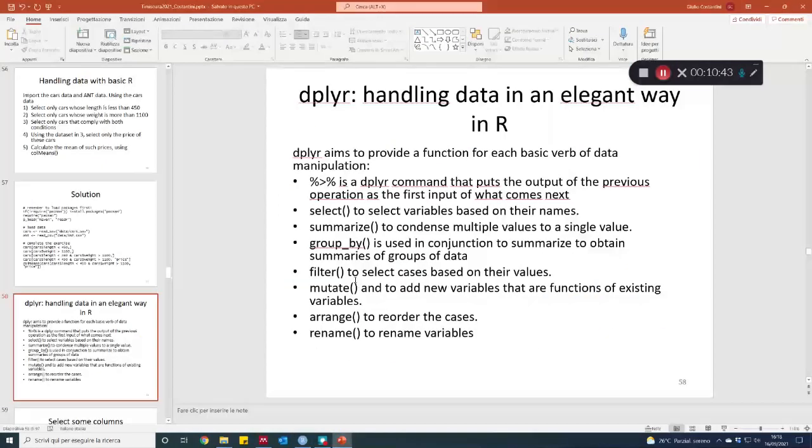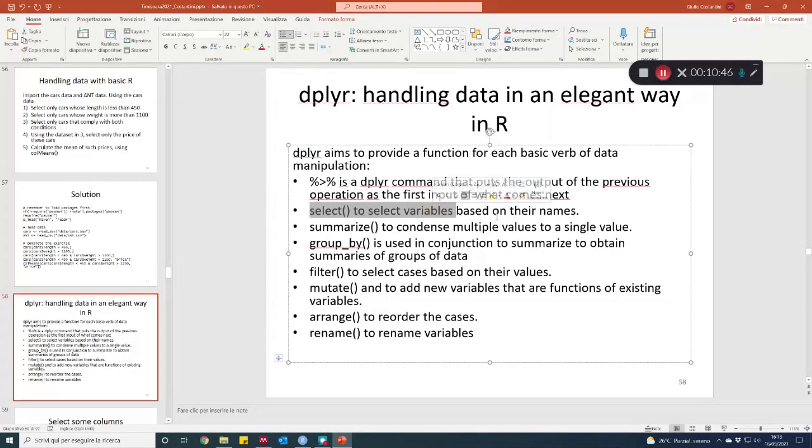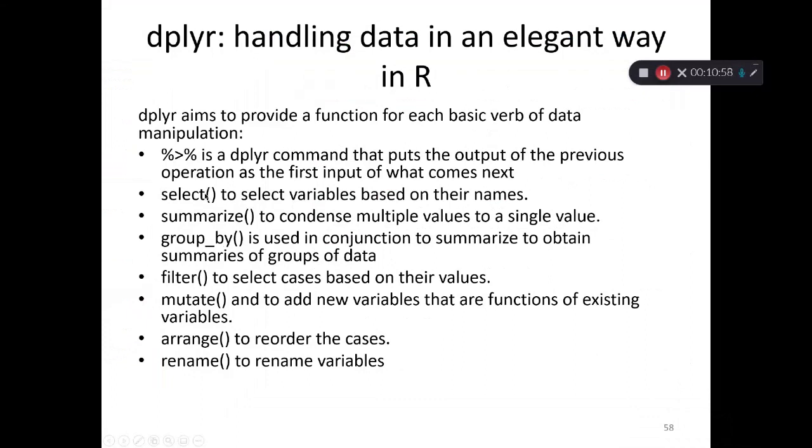So, then the select function allows you to select variables based on their names in a data frame. All of this applies, except for this function that you can apply generally to every object, this function here applies to data frames. The summarize function allows you to condense multiple values to a single value, so to have a summary, for example, a mean, a standard deviation, etc. Group by is used in conjunction with summarize to obtain summaries separated by different groups of data. We will see that in more detail in a few slides.